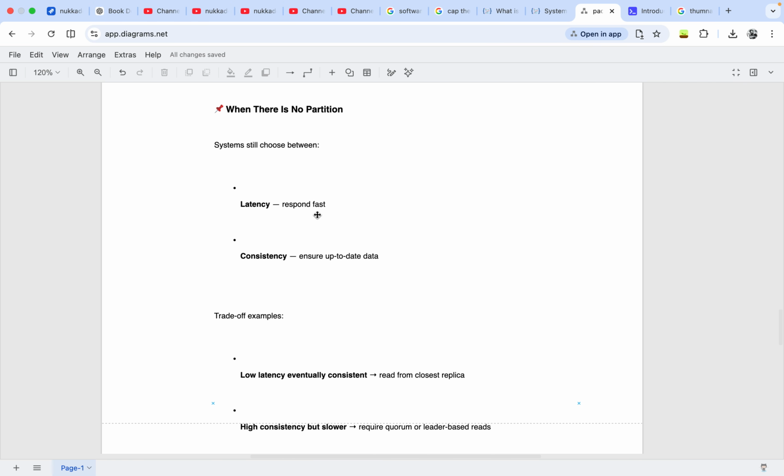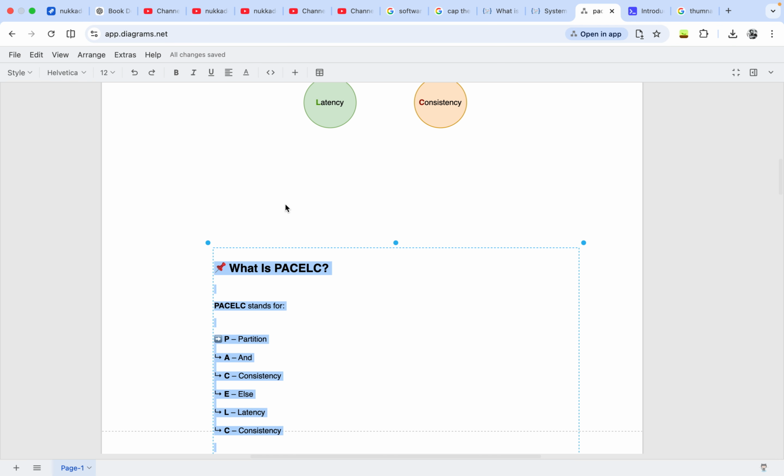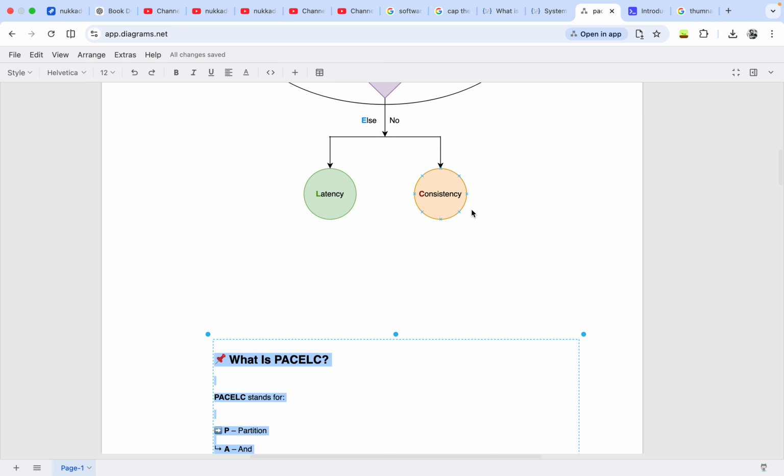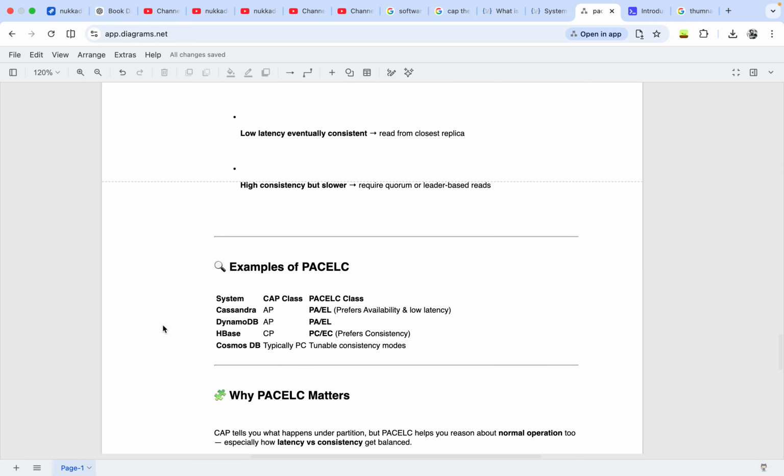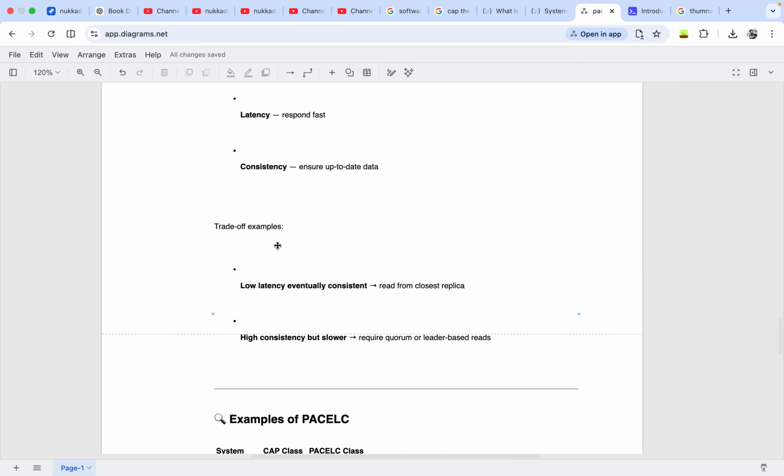And when there is no partition, then the system should choose between latency, that is, responding fast, and consistency, the same data. Cool. So trade-off examples are here. You can see low latency, eventually consistent, reading from the closest replica. This way it can save some time. And high consistency but slower, requiring quorum or leader-based reads.